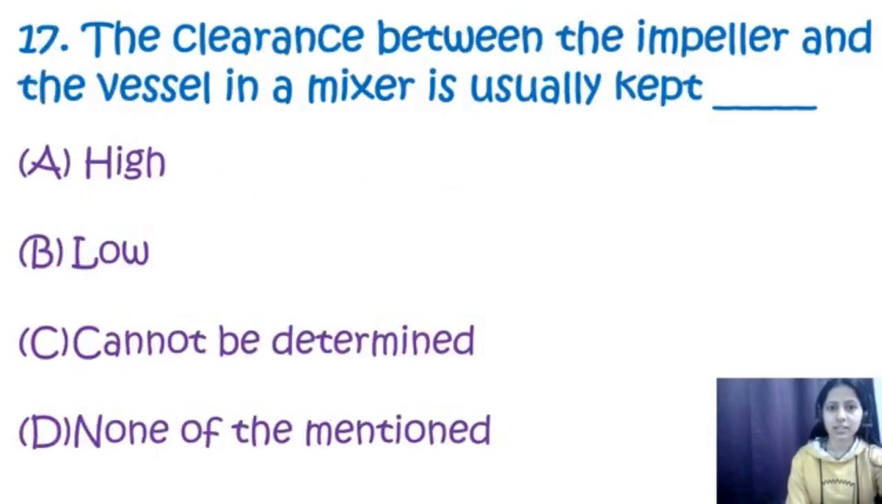Number 17. The clearance between the impeller and the vessel in a mixer is usually kept dash. Options are A high, B low, C cannot be determined, and D none of the mentioned.